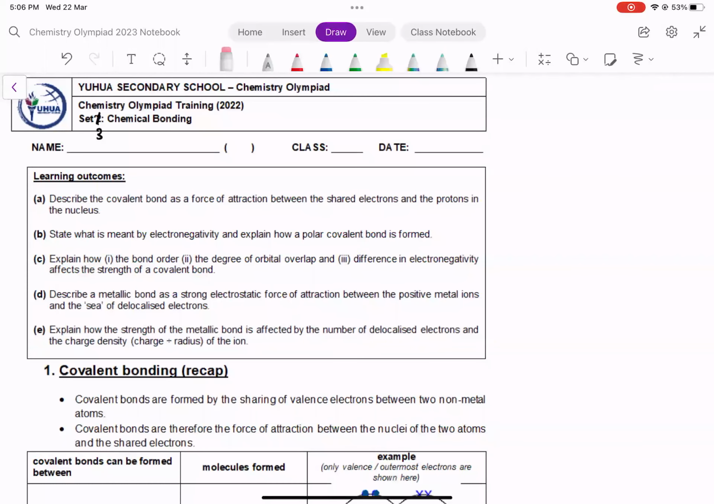Okay, good afternoon, students. Welcome to the third Chemistry Olympiad training session. This is our third training session already, so we are on set number 3. Today we will be doing covalent bonding and metallic bonding. Two different types of bonding, all right?